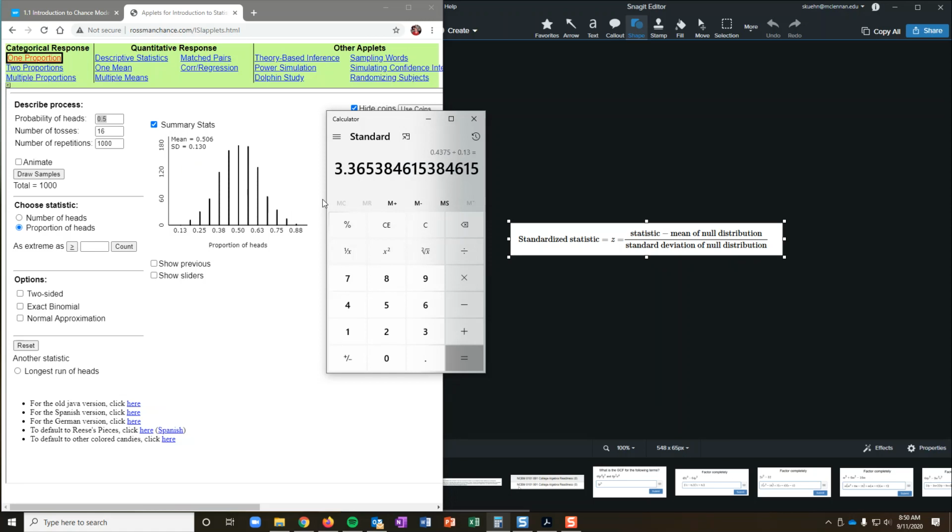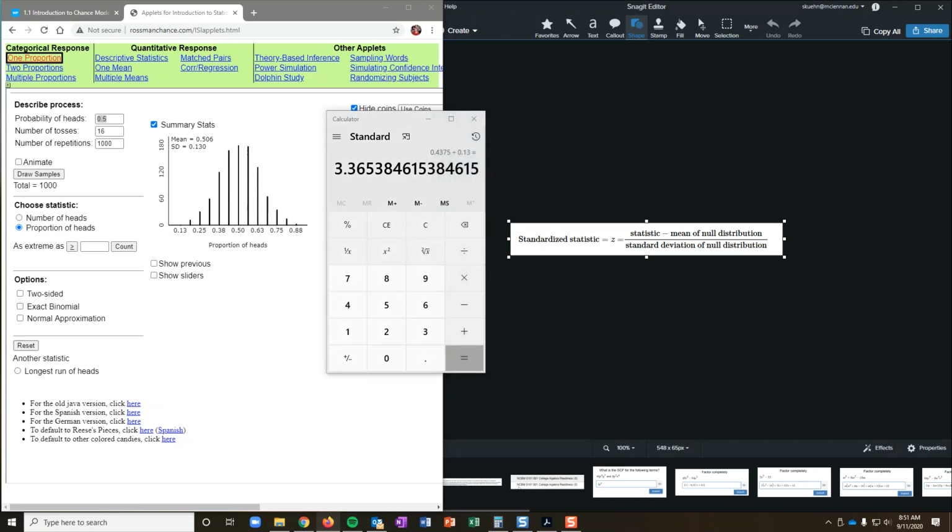So I found out that the standardized statistic that I'm looking at here is about 3.4, so somewhere around there. That's the standardized statistic that I'm looking for. Now, what does that mean for us?